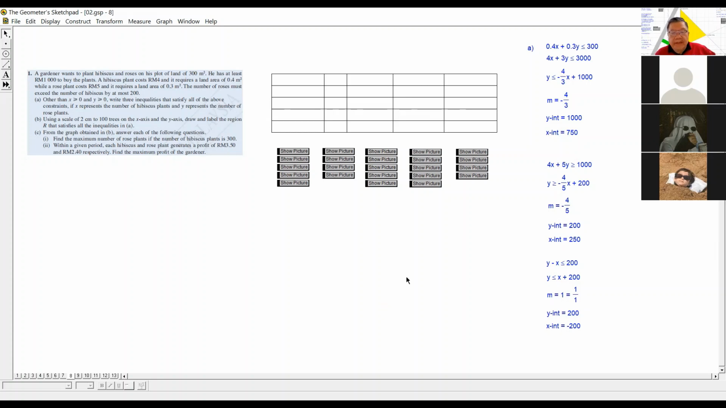If x represents the number of hibiscus plants and y represents the number of rose plants, using a scale of 2 cm to 100 trees on the x-axis and the y-axis, draw and label the region that satisfies all the inequalities in A. From the graph obtained in B, answer each of the following questions. Find the maximum number of rose plants if the number of hibiscus plants is 300. Within a given period, each hibiscus and rose plant generates a profit of 3.50 and 2.40 respectively. Find the maximum profit of the gardener.